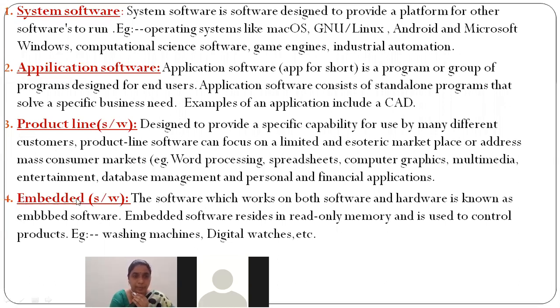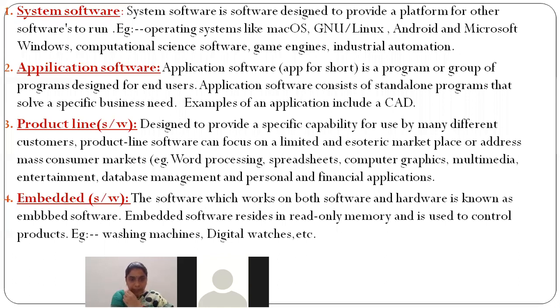And next, coming to embedded software, a software which works on both software and hardware is known as an embedded software. For suppose you are having your washing machines or ovens in your home, or digital watches. Nowadays, most of the people are having digital watches. A digital watch or a washing machine is basically a hardware component. But you are able to interact with that hardware component by loading some software into it.